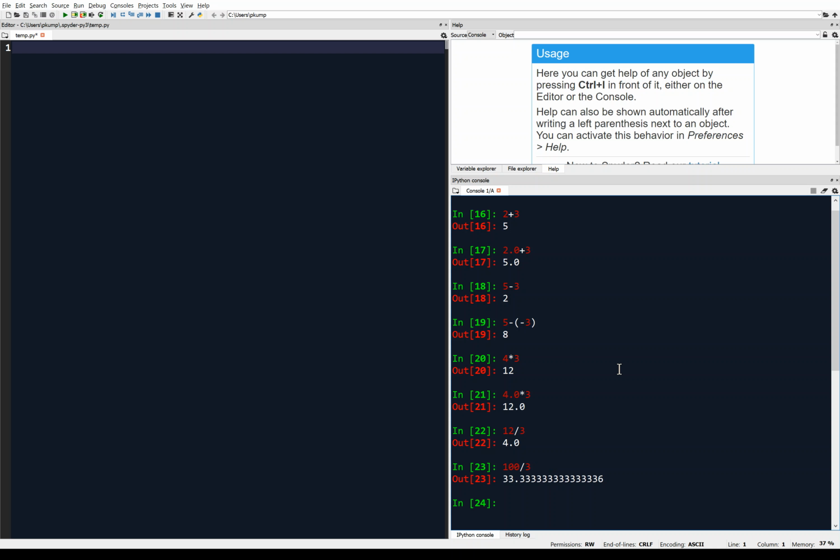Okay, I'm going to clear all this just to bring us back to the top. So I'm going to actually type the command clear and hit enter. That takes me back to the top, clears the command window or clears the console.